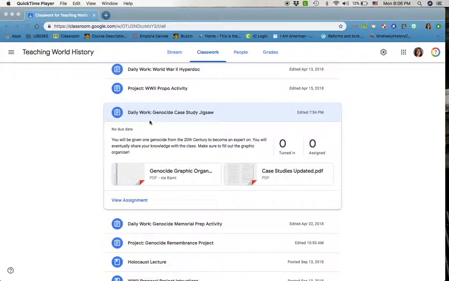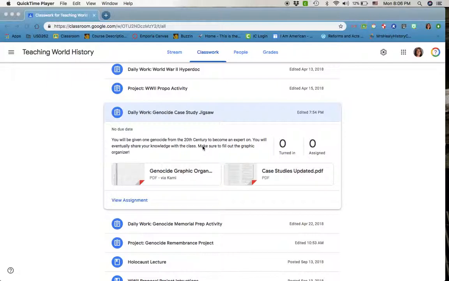But today you guys are going to be doing the assignment here called Genocide Case Study Jigsaw. This is going to start our genocide memorial project, but first you guys need to learn about the different genocides that we are going to be covering. So Mr. Mullen should have the sheet with your groups on it and where you should be sitting in the room. So he should place you in those groups, and you guys need to make sure you're sitting at the correct table number so that your whole group is together because you will be working on this together.